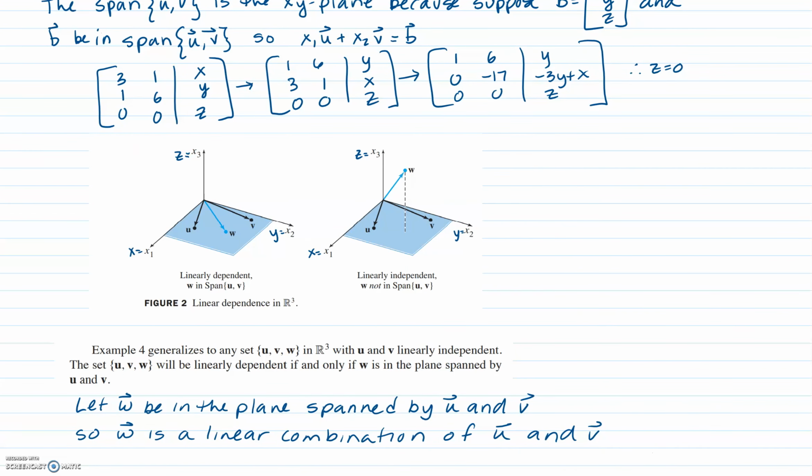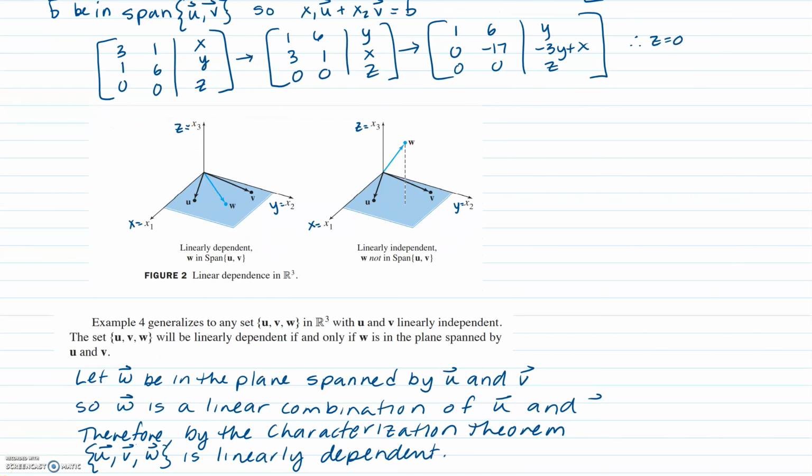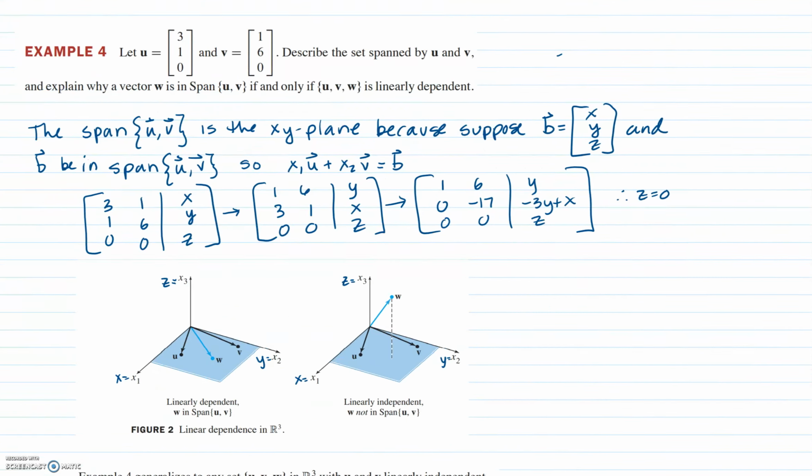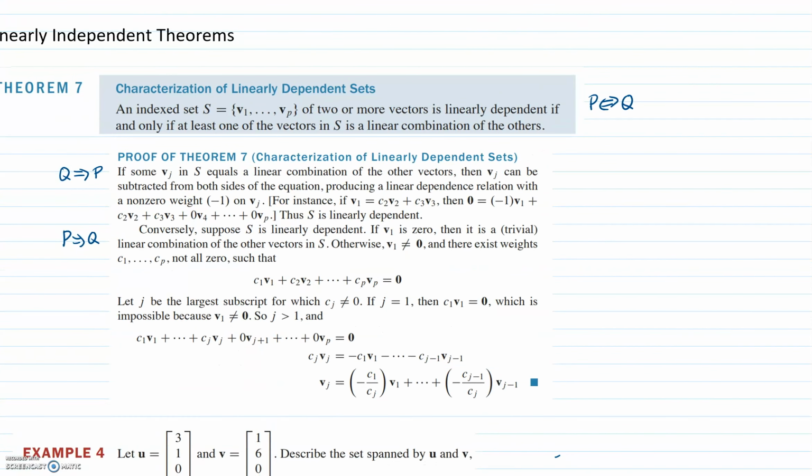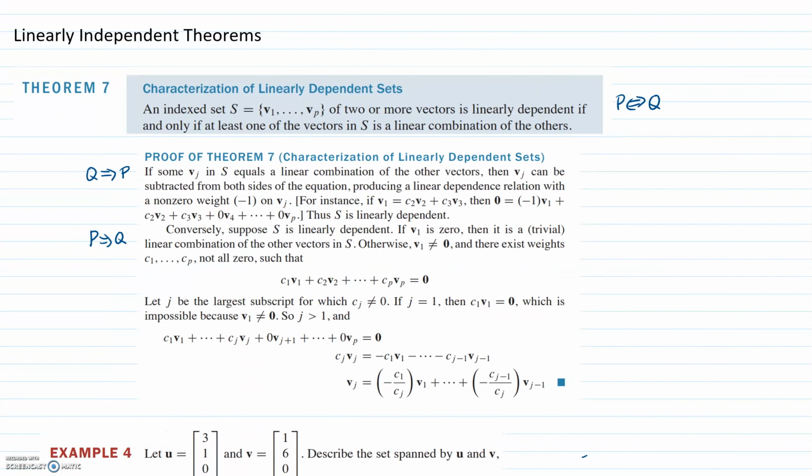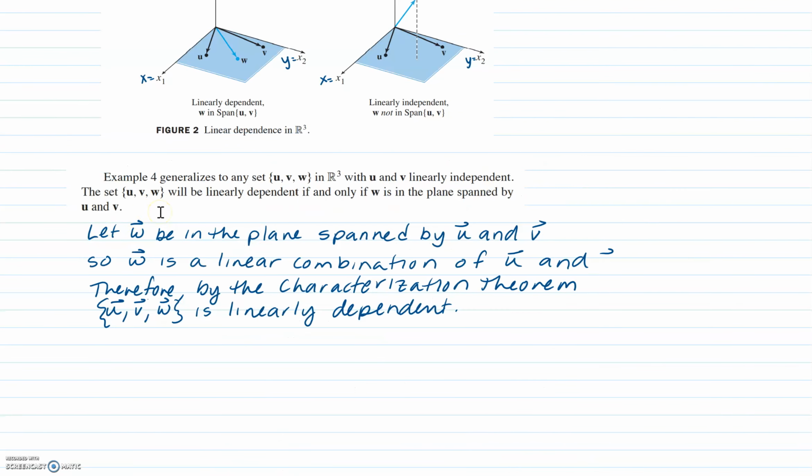And by Theorem 7, we have that U, V, W is dependent. Going back and looking at Theorem 7, the characterization theorem that we just saw at the beginning of this video, it says exactly that. If one vector is a linear combination of the others, then the whole set is linearly dependent. So now let's do the converse.